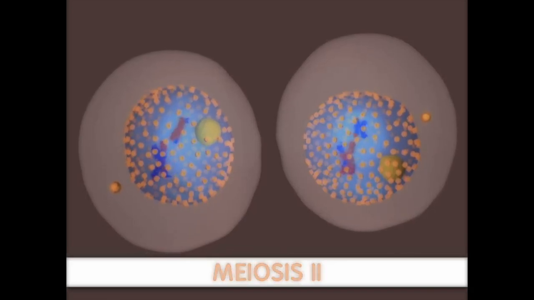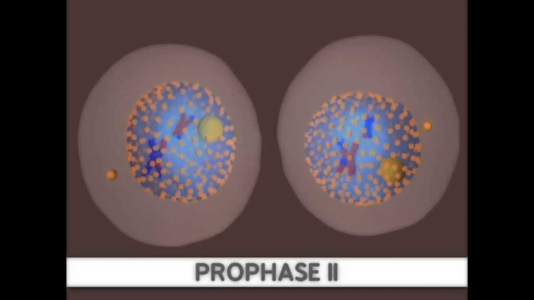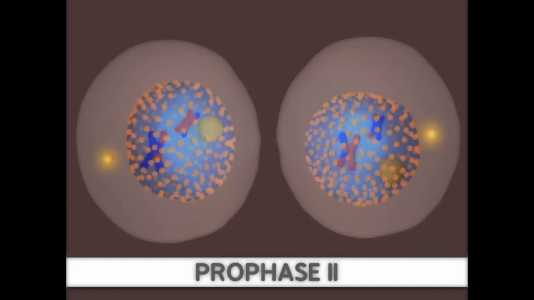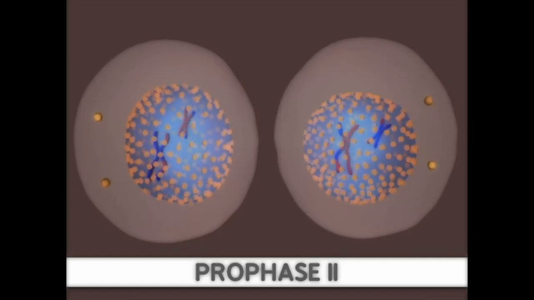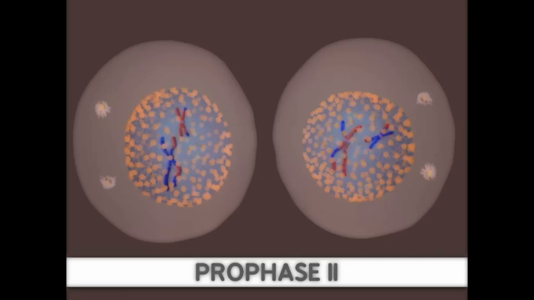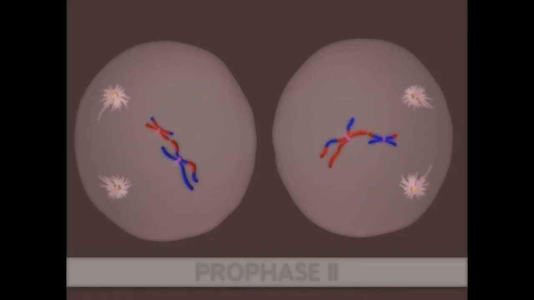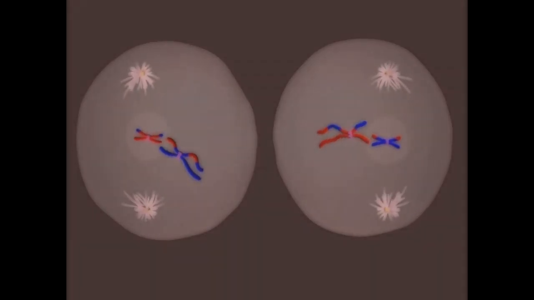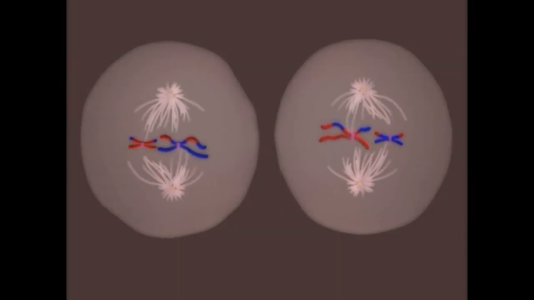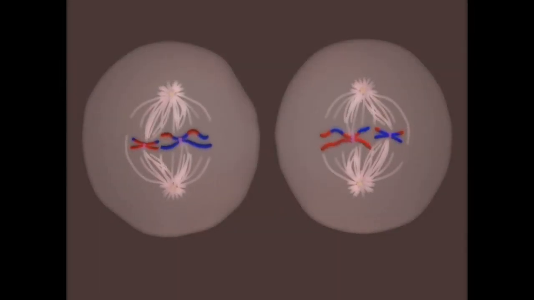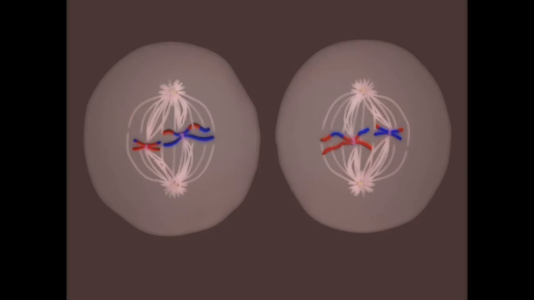The first stage of Meiosis II is Prophase II. Again, chromosomes condense, the nuclear envelope breaks down, and the spindle apparatus forms. The major difference between Prophase II and Prophase I is the fact that the daughter cells have only one copy of each homologous chromosome. So in Prophase II, there is no synapsis of homologous chromosomes or crossing over.